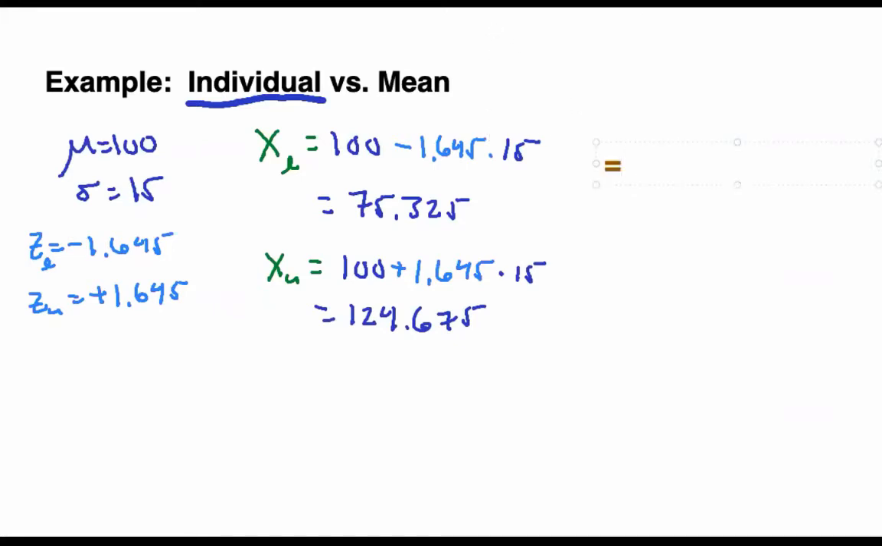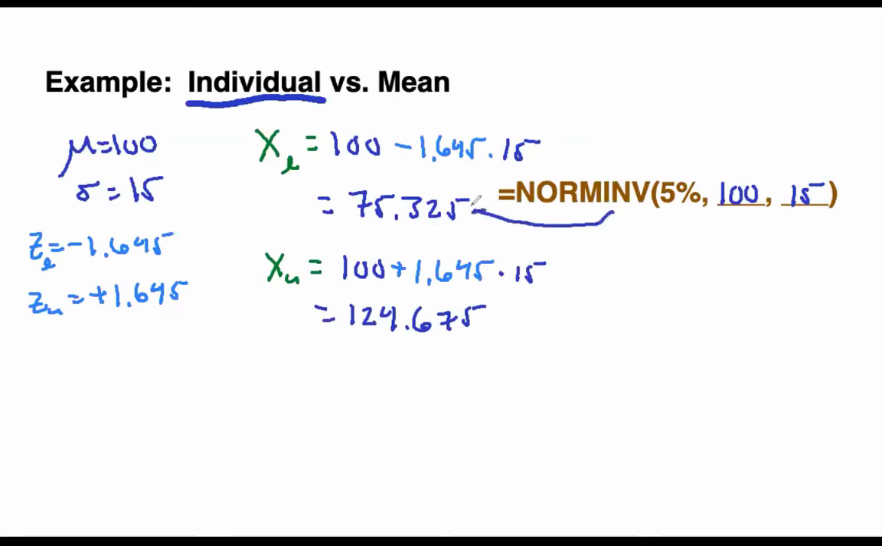To do this, we should use the NORMINV function, not NORMSINV. We would enter NORMINV 5%, then we enter the mean and the standard deviation for a total of 3 arguments for this function. The mean is 100 and the standard deviation is 15. This will give us the desired value. This will skip calculating the z-score, and this will give the final answer straight away. Likewise, the formula down here would be 95%.